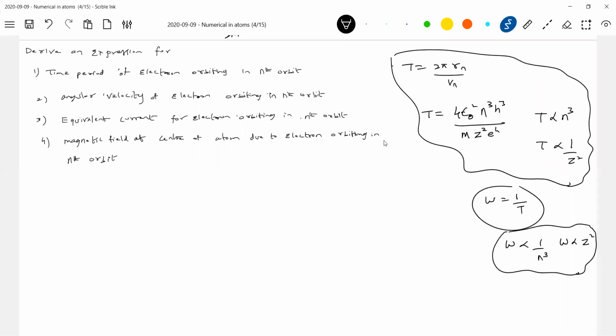After this, the equivalent current for an electron orbiting in the nth orbit. Why will the current come? Just now I told you, a revolving electron will constitute a current. So what is the expression for current? I is equal to charge of the electron by time period. We know the time period, so put that time period value here: 4 epsilon naught n cube h cube by m z square e to power of 4. So this will become m z square e to power of 5 by 4.